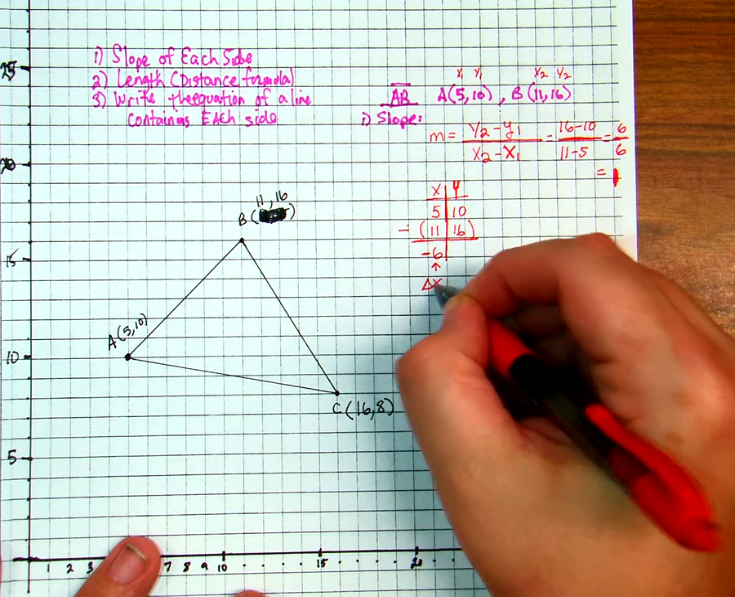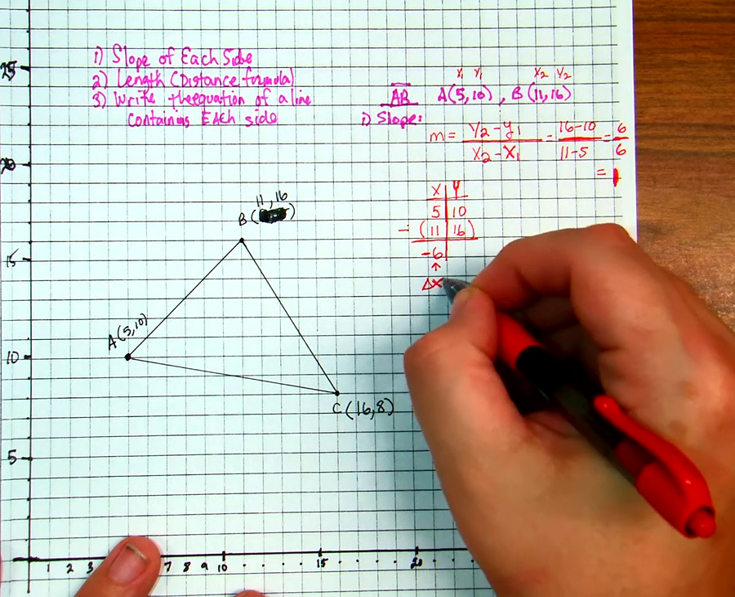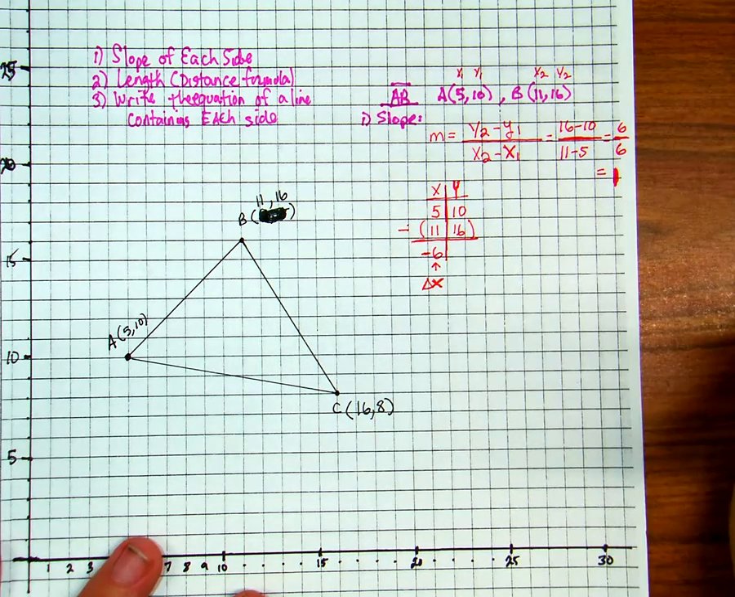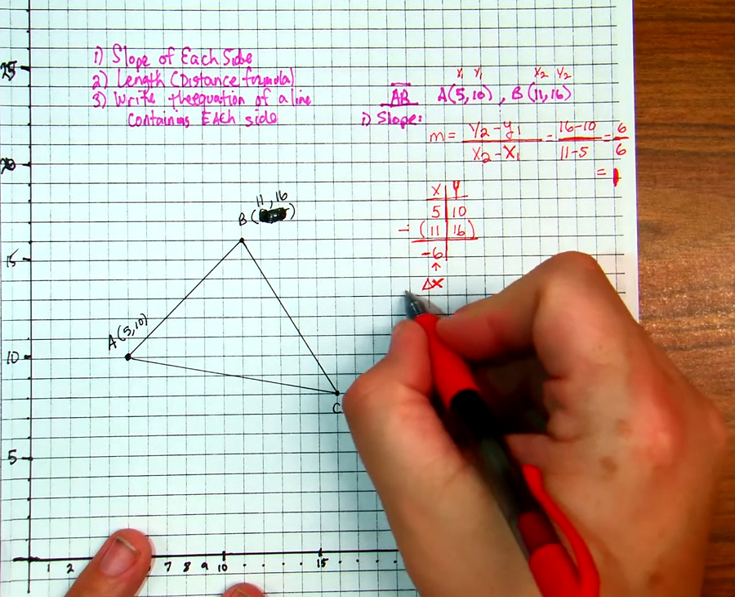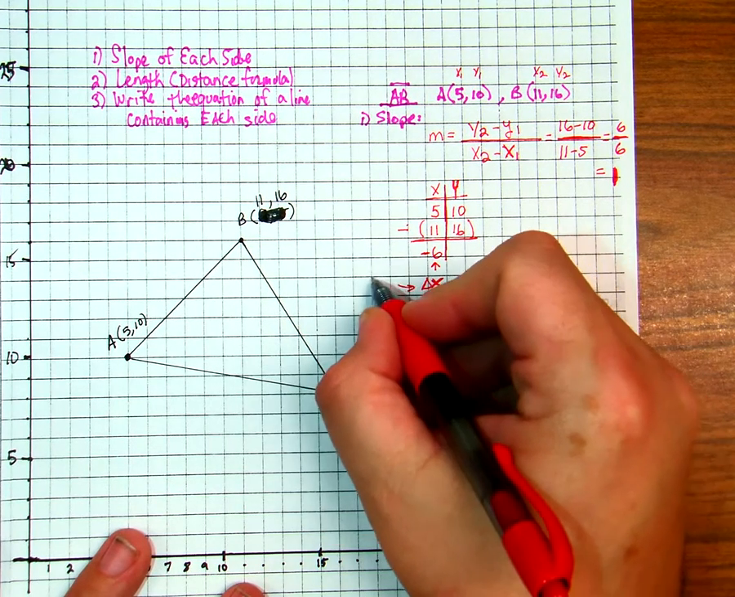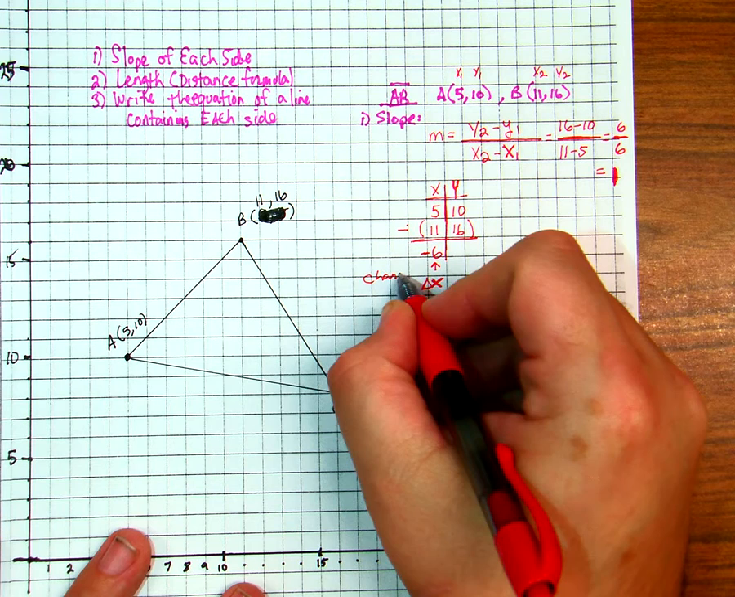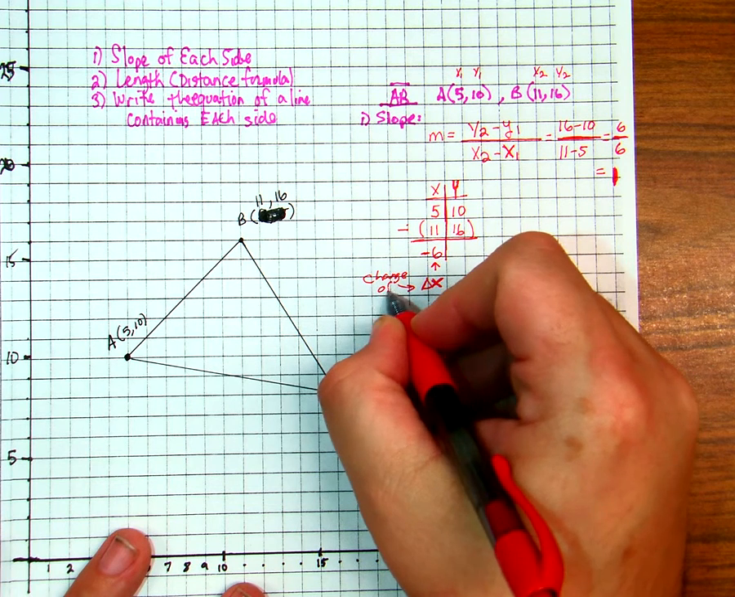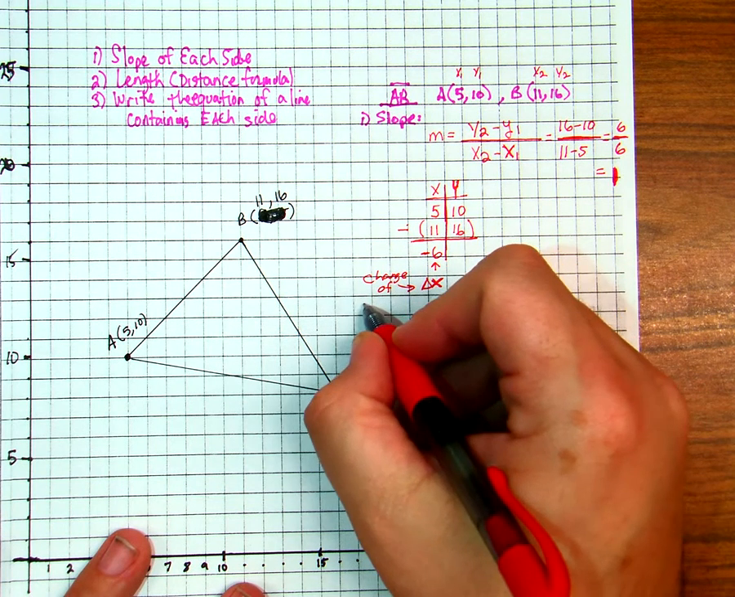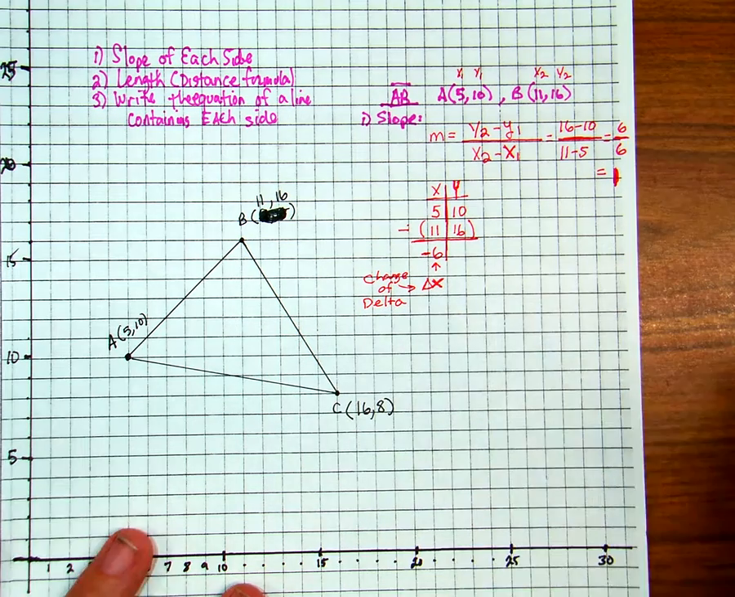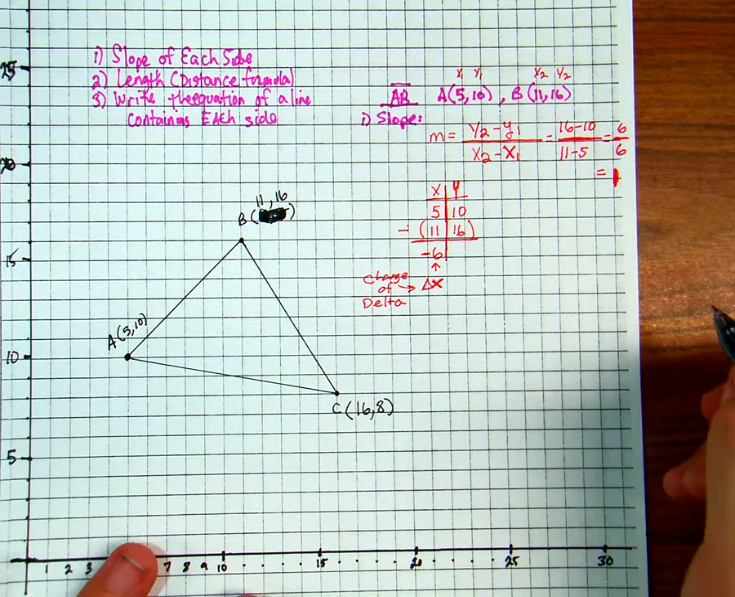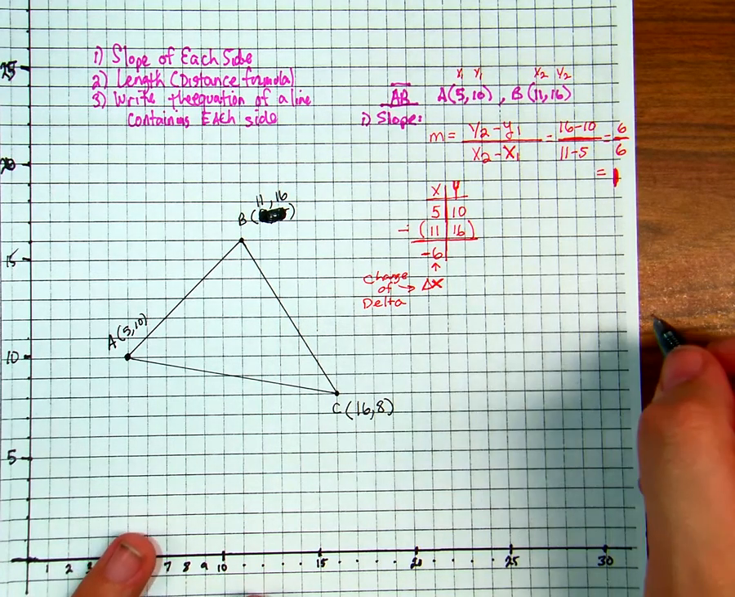Have you seen delta x before? Anybody see the delta before? Okay. If you haven't, this means change of. And it is the Greek letter delta. It's not a triangle in this case. I know, too many symbols in math. It makes everything kind of crazy.